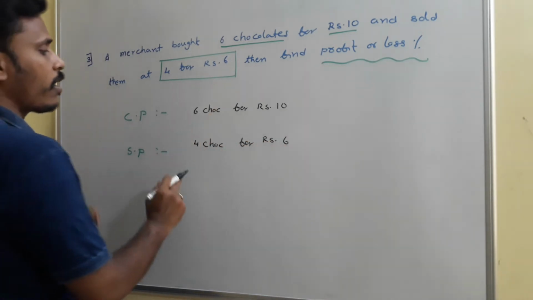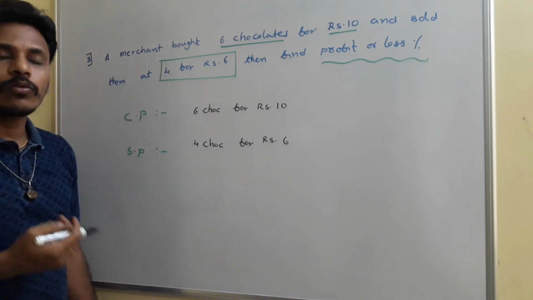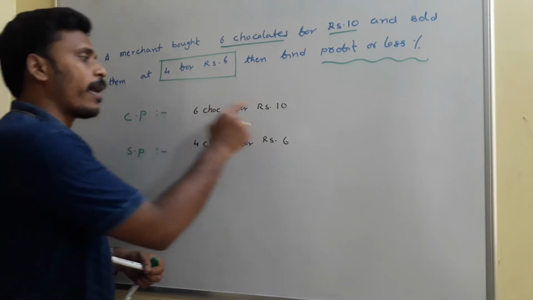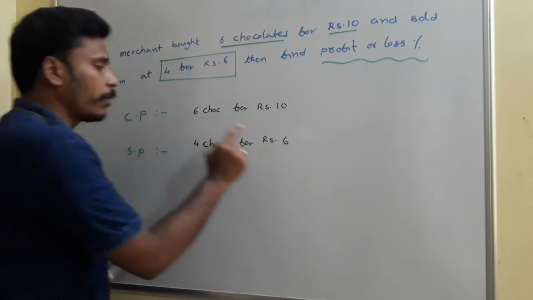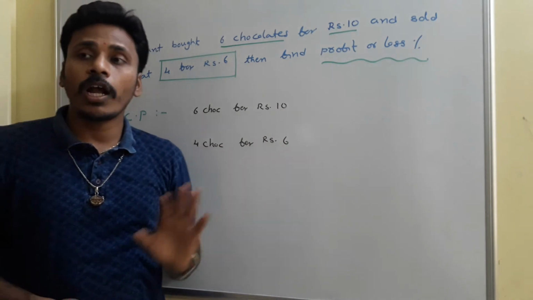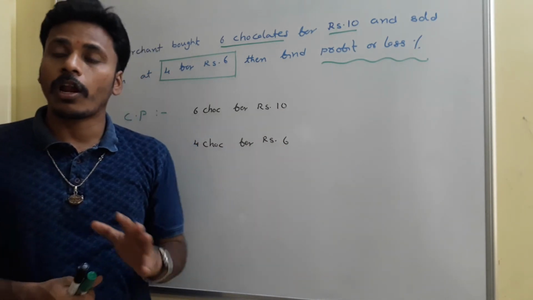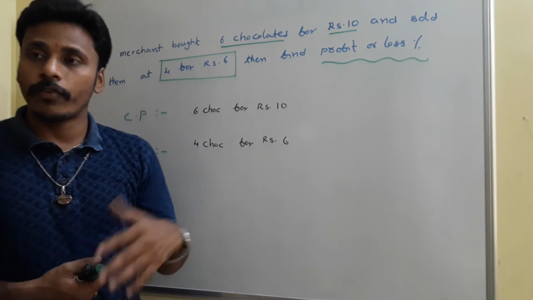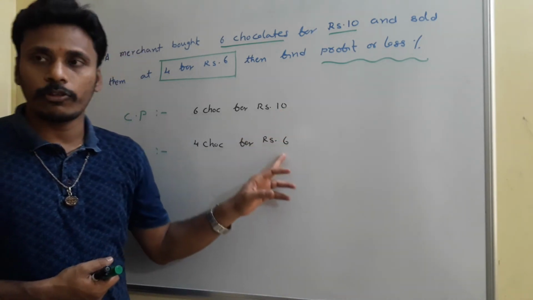So 6 for 10 and 4 for 6. See, now to calculate the profit or loss percentage, here the cost price amount is 10 rupees. Here the selling price amount is 6 rupees. Based on these amounts, we are not allowed to calculate profit or loss percentage. Why are we not allowed to calculate profit or loss percentage by these amounts?